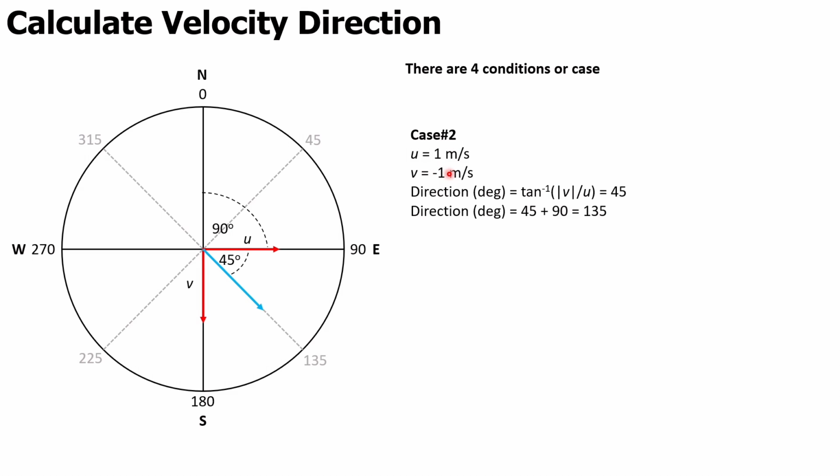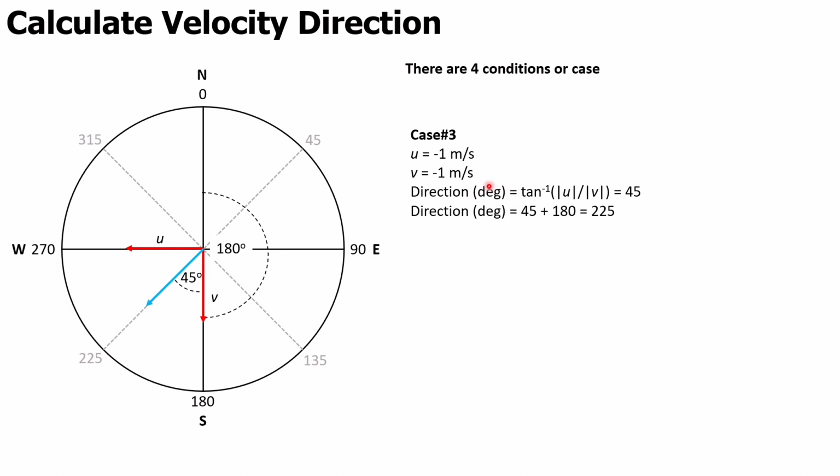In the second case, the u velocity component is positive and the v velocity component is a negative value. To calculate the direction of this velocity, first we calculate the angle of the velocity magnitude from the horizontal axis by taking the inverse tangent of the absolute v velocity component divided by the u velocity component. Then we add 90 degrees to get the velocity direction from the north axis.